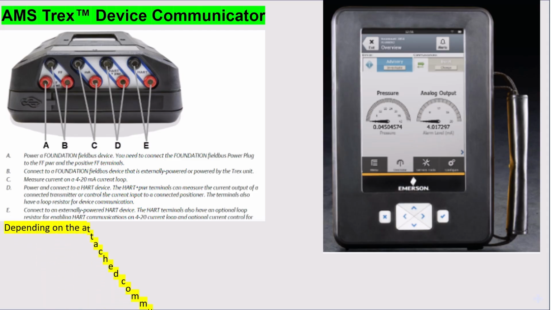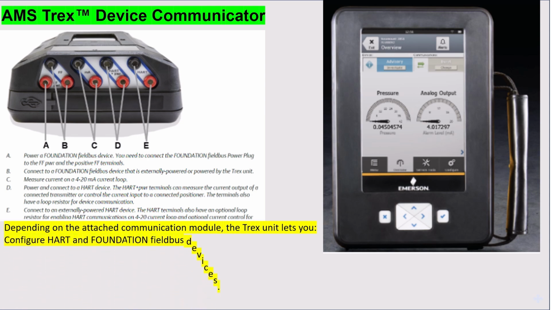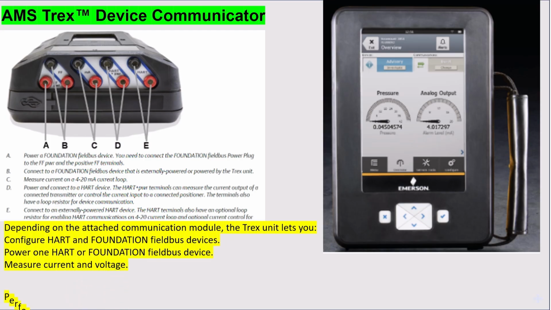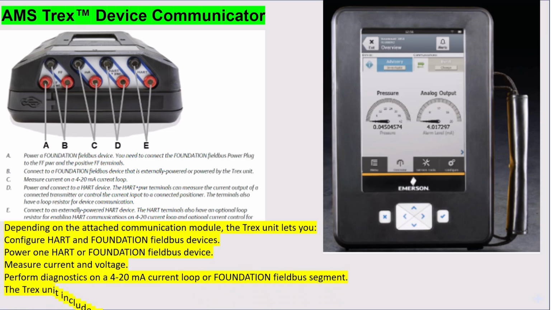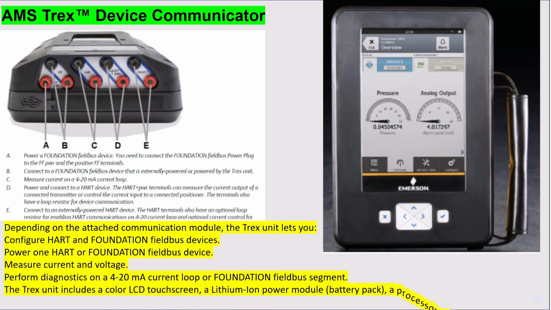Depending on the attached communication module, the Trex unit lets you configure HART and Foundation Fieldbus devices. Power one HART or Foundation Fieldbus device. Measure current and voltage. Perform diagnostics on a 4 to 20 milliamp current loop or Foundation Fieldbus segment. The Trex unit includes a color LCD touchscreen, a lithium-ion power module battery pack, and a processor, memory components, and optional communication modules.